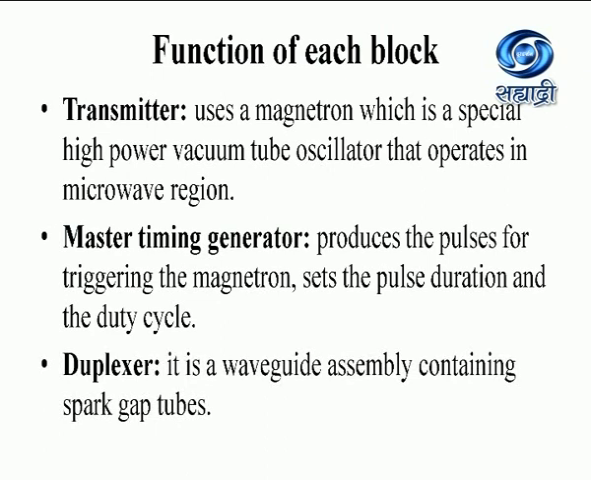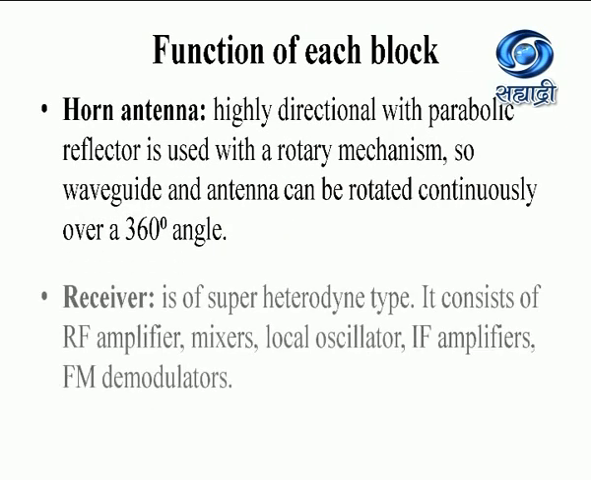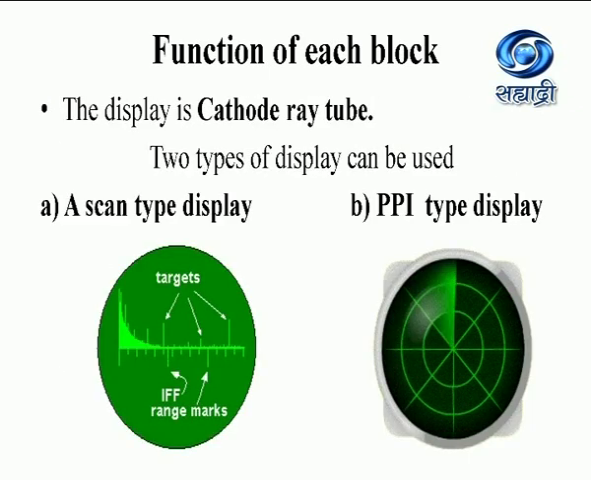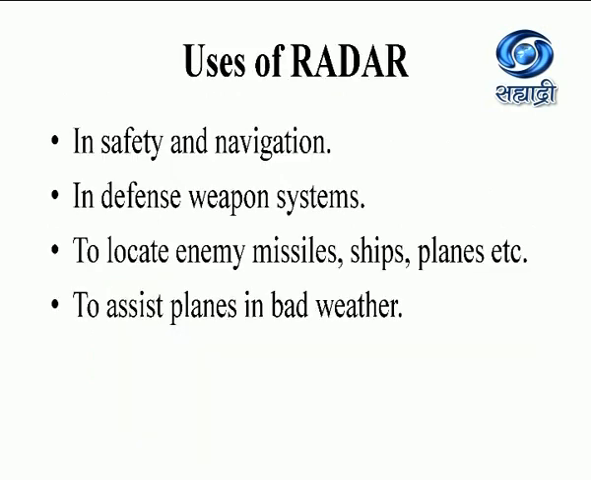Second block is master timing generator. It produces the pulses for triggering the magnetron, and sets the pulse duration and the duty cycle. Third is duplexer. It is a waveguide assembly containing the spark gap tubes. Next is horn antenna. A highly directional antenna with parabolic reflector is used with a rotary machine. The waveguide and antenna can be rotated continuously over a 360-degree angle. The receiver is also super heterodyne type. For the cathode ray tube display, two types of display can be used in pulse radar: first is A scan display and second is PPI display.